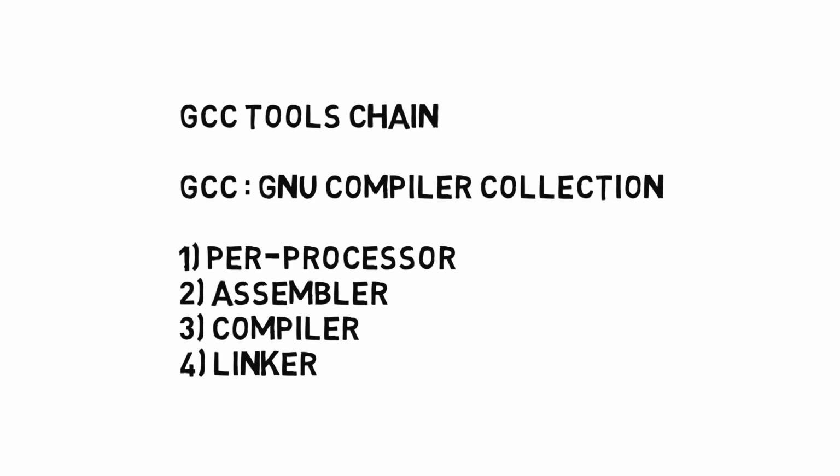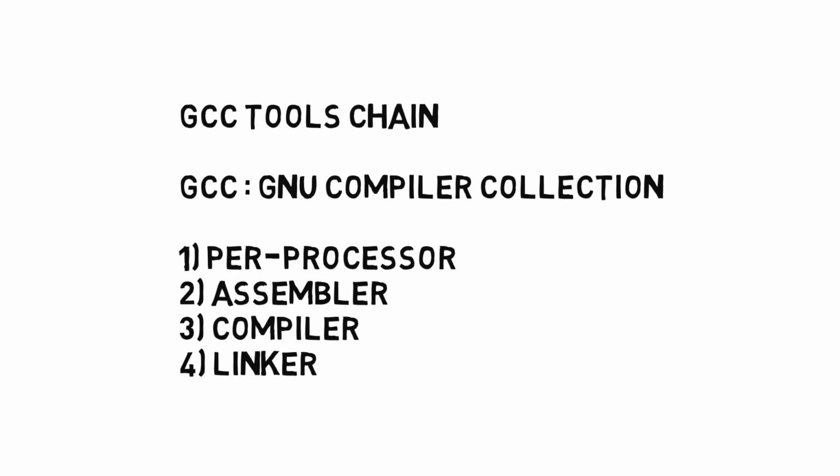GNU is GNU's Not Unix. The different tools present in GCC are as shown here: preprocessor, assembler, compiler and linker. Many more tools are there, but what we require in the primary steps is what I am going to discuss with you. There are disassembler, decompiler, debugger, interpreter, etc. Depending upon what software you are using, the number of tools is going to vary.